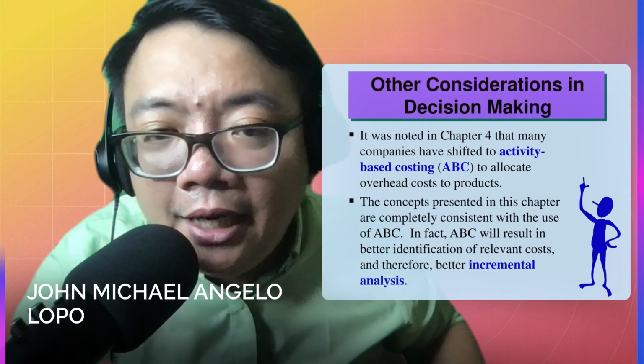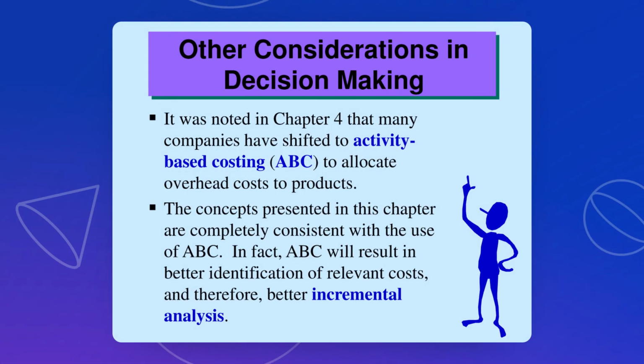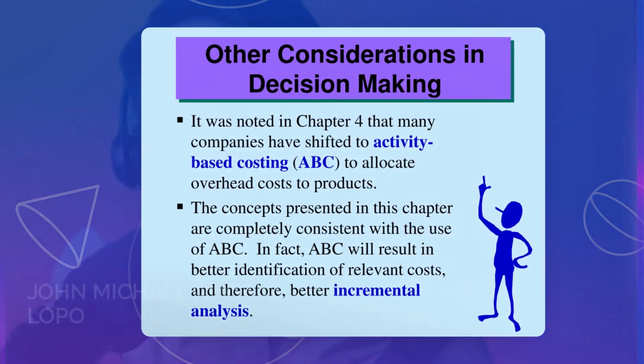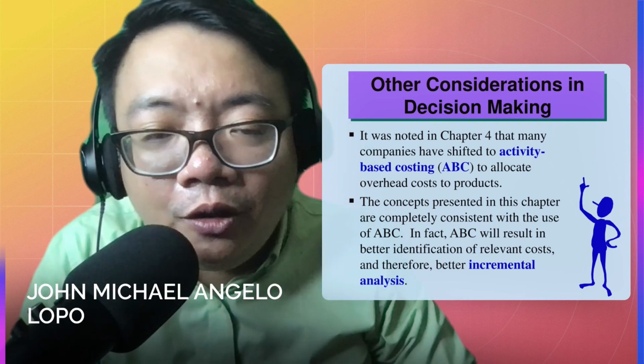The last consideration is also about activity-based costing. We discussed already activity-based costing, which is used to allocate overhead cost. The concepts presented in this chapter are completely consistent with the use of activity-based costing. In fact, activity-based costing will result in a better identification of relevant costs. Don't worry, class. I will discuss relevant costing soon when we get to incremental or relevant costing.